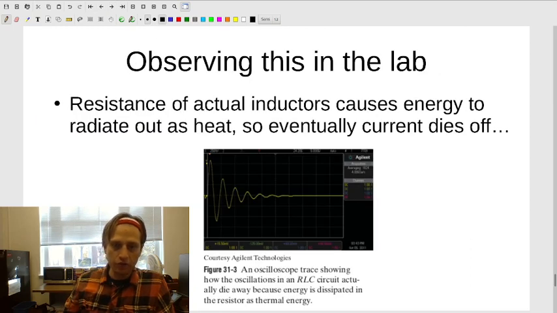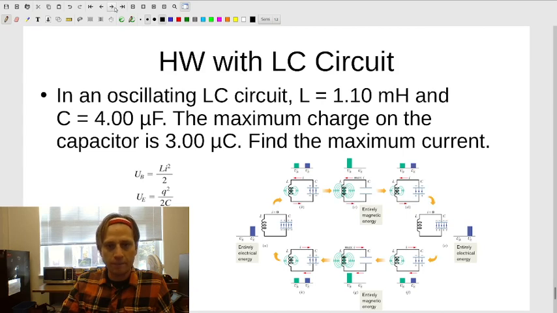And so if you look at this in the lab, there's going to be some sort of resistance in your wires, and so instead of just going back and forth forever, the current eventually dies off. But we're going to be looking at something like this in lab this week. So stay tuned for that, and we'll discuss more about it next time.